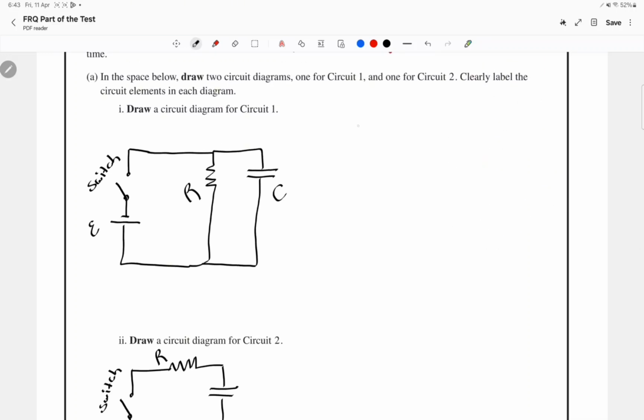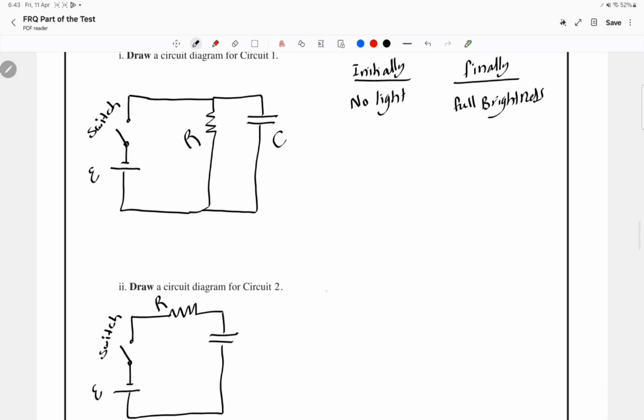So just to recap, in circuit 1, initially no light, but then finally full brightness. But in circuit 2, it's actually the opposite. Initially you start with full brightness, but then finally you end up with no light.